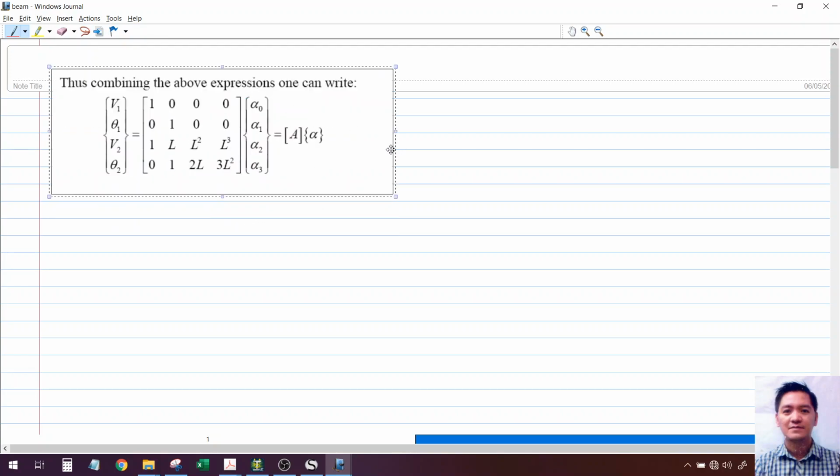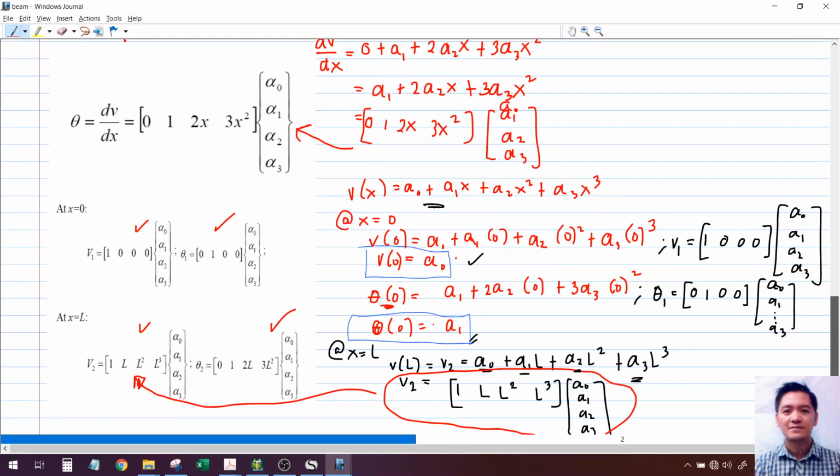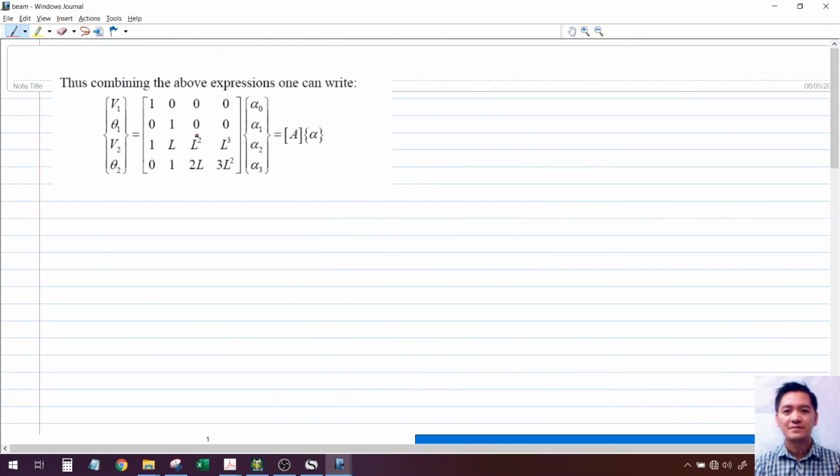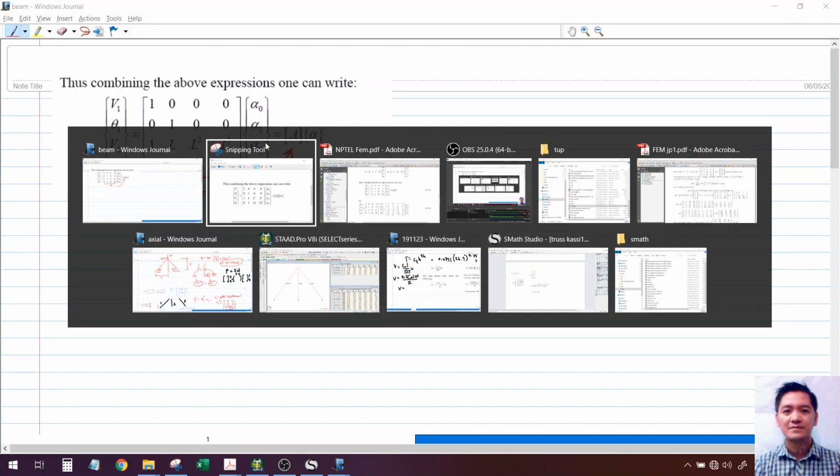Okay. So, you now agree, okay, ito. Nakuha natin to, ito, and then ito. Then, put all of that in matrix form, you will get this. Now, designate daw natin to as our A. This one, yan yung A. Then, ito ay the alpha matrix or the unknown constants.